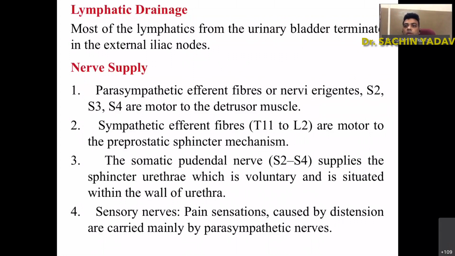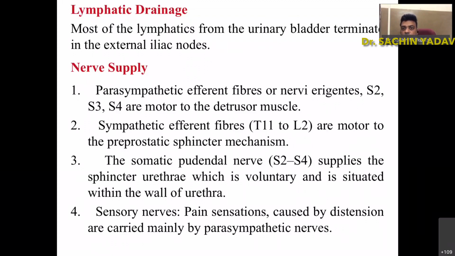So by seeing these muscles and the pattern of the mucous membrane, you have to identify the urinary bladder on the histological slide also. The sympathetic efferent fibers are coming from the T11 to L2 segment, which are motor to the pre-prostatic sphincter mechanism. So sympathetic is helping in retention of the urine, and parasympathetic is helping in the emptying of the bladder.